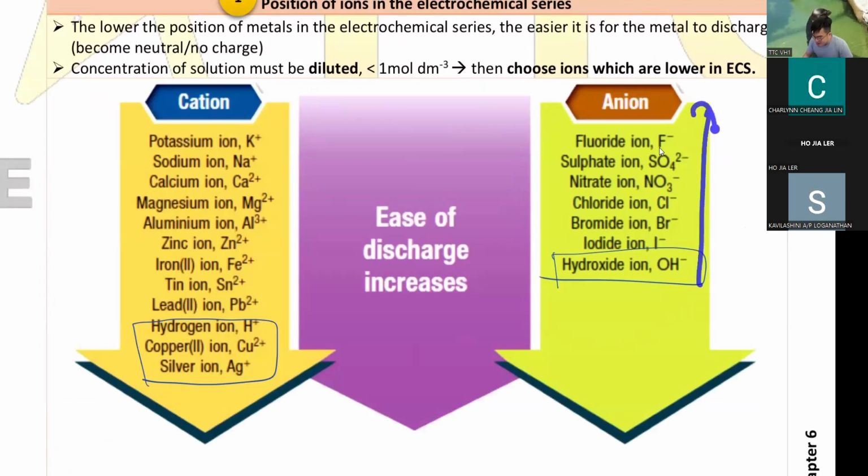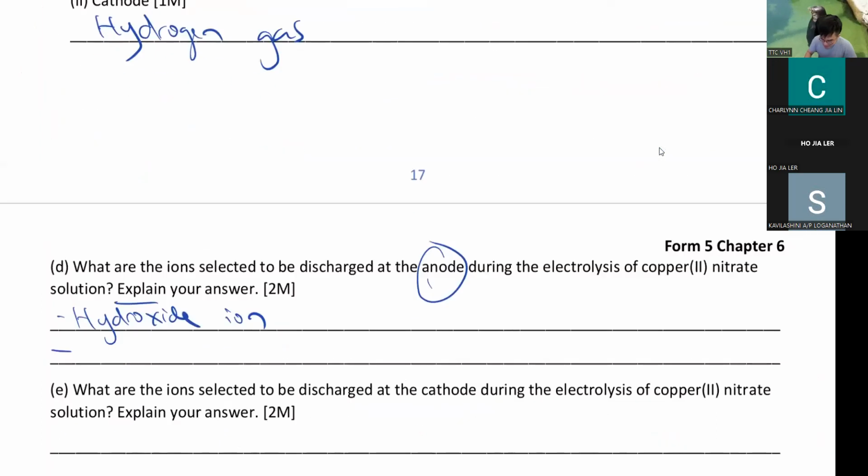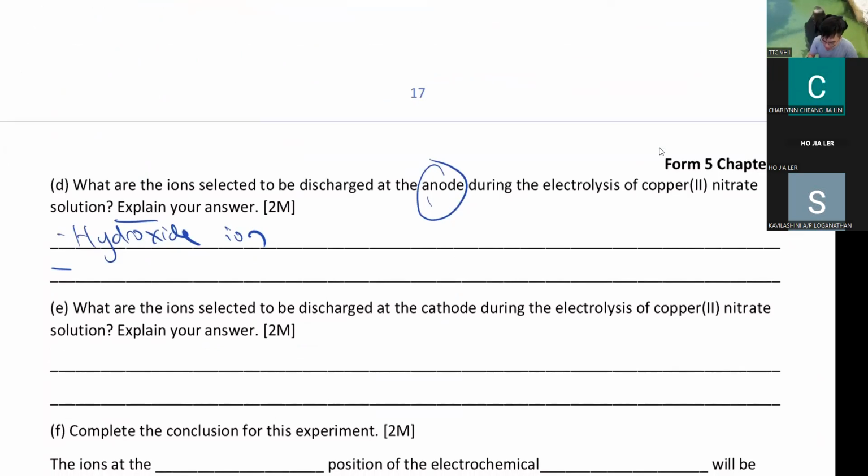Electronegative is going up. If I don't want to say electronegative, I'm going to keep it simple. Hydroxide is lower than the nitrate ion, so you can say it is lower in the ECS. Hydroxide is lower in the ECS, so we choose the lower one.